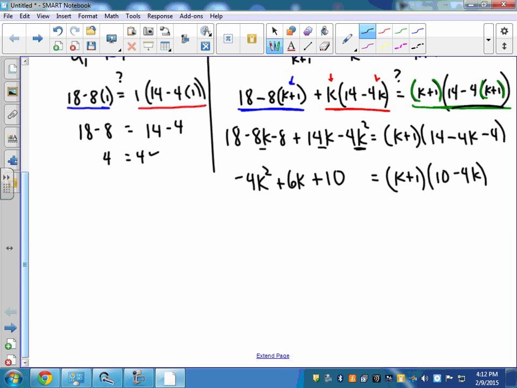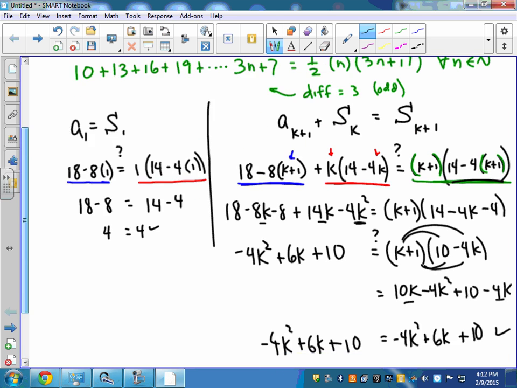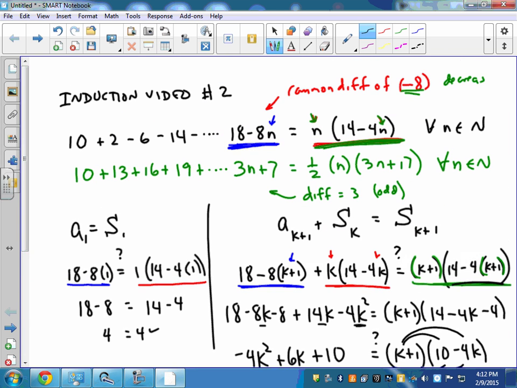So again, the question is, is this true? Well, let's see. The right side, I have 10k, I have minus 4k squared, I have a constant of 10 and minus 4k. And rearranging, minus 4k squared, looking at my k terms, I've got plus 6k plus 10. And that's the same as what I have over here: plus 6k plus 10. So they do check. No question at all. Okay, so I've done that. Pretty easy when you have an even common difference.